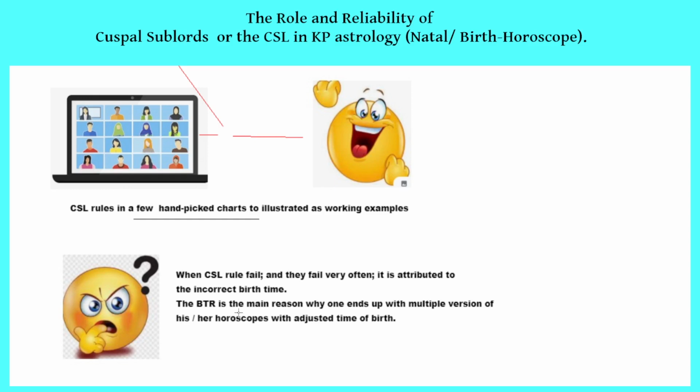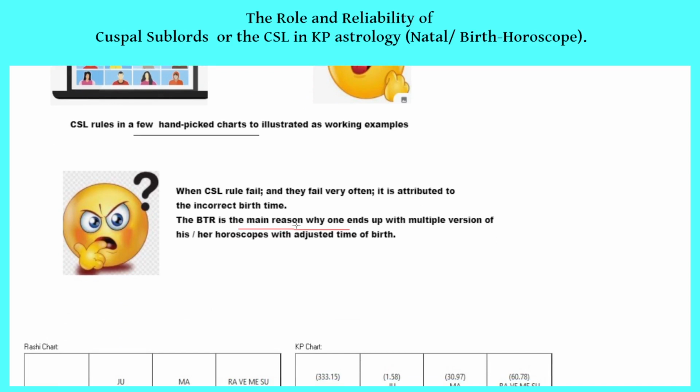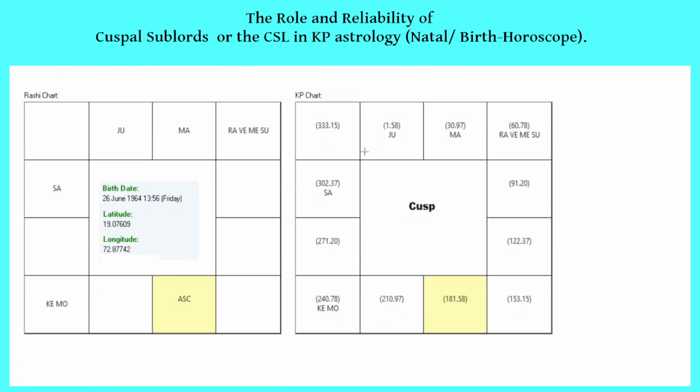And BTR is also the main reason why one ends up with multiple versions of his or her horoscope with adjusted time of birth. Let's take one example chart. Now this is the horoscope of a person, and please take a screenshot, especially the people who are more comfortable with the South Indian format of chart. So I put it over here. You might want to take a note of this or make a screenshot, because in the rest of my discussion I'm going to use the North Indian format.